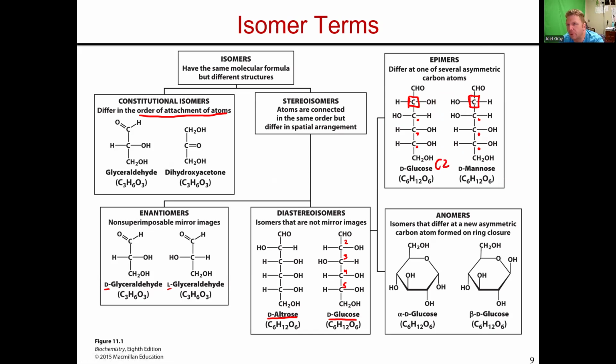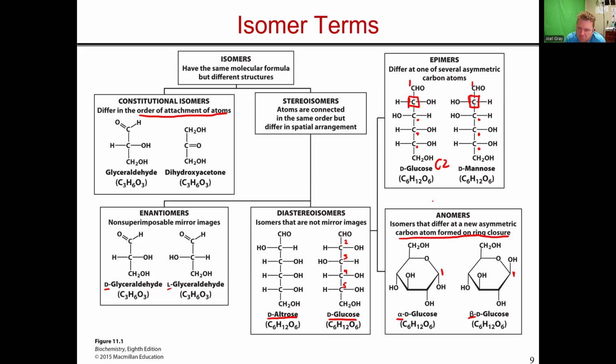Now, another example of a pair of diastereomers are known as anomers. These are isomers that differ at a new asymmetric carbon atom formed on ring closure. So an anomeric pair of sugars are an alpha and a beta version of a sugar. Alpha D-glucose and beta D-glucose. These two sugars are anomers of one another. The difference between them is this right here is carbon number 1. That's significant because that carbon number 1 is this carbon number 1 right here. I'm just showing a linear sugar.